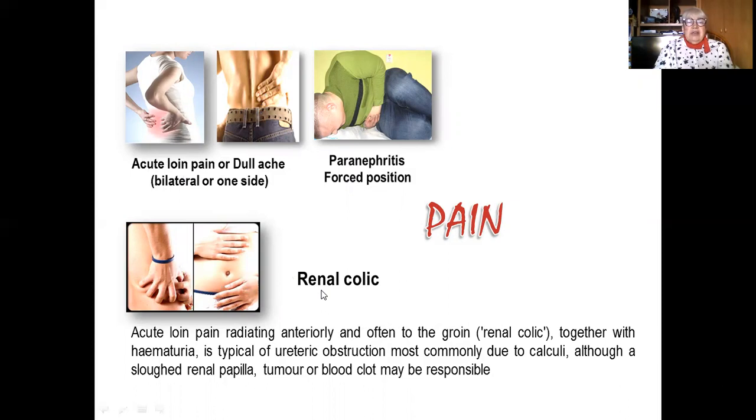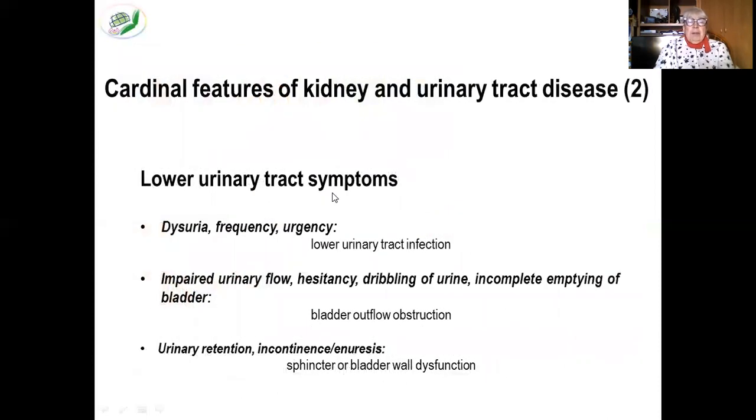And here you see the renal colic representation and the severity underlined in these pictures. I want you to pay attention to the fourth position of this guy. Right side you see here, and you see flexed knees to the abdomen and the severity of the pain on his face, typical for paranephritis.